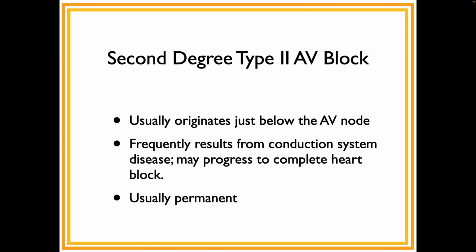Second degree type 2, by contrast, usually originates below the AV node, just outside of the AV node. It frequently results from conduction system disease, may progress to complete heart block, usually permanent. So if you want to summarize those two slides, second degree type 1, rarely serious. Second degree type 2, nearly always serious. Okay?